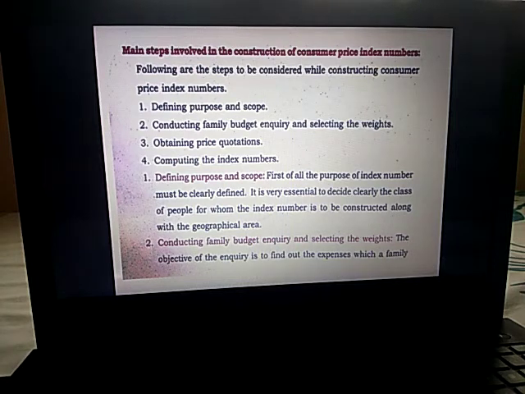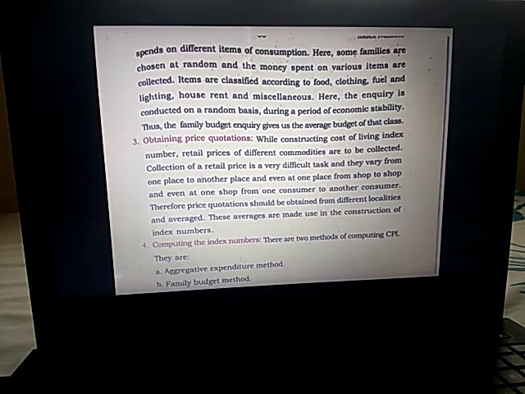The next step is conducting a family budget inquiry and selecting the weights. The objective of the inquiry is to find out the expenses which a family spends on different items of consumption. Here, some families are chosen at random and the money spent on various items is collected. Items are classified according to food, clothing, fuel and lighting, house rent, and miscellaneous. The inquiry is conducted on a random basis during a period of economic stability. Thus, the family budget inquiry gives us the average budget of that class.